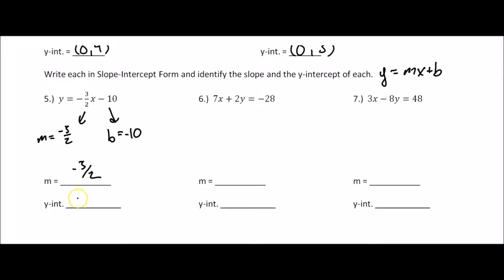When I write that y-intercept, again, I'm going to write it as an ordered pair. It's 0, -10. Don't just write it as y equals -10 or b equals -10. Write it as the ordered pair.